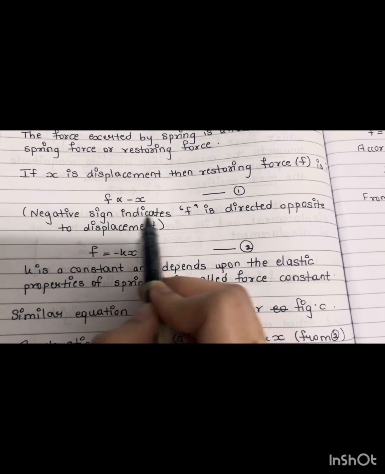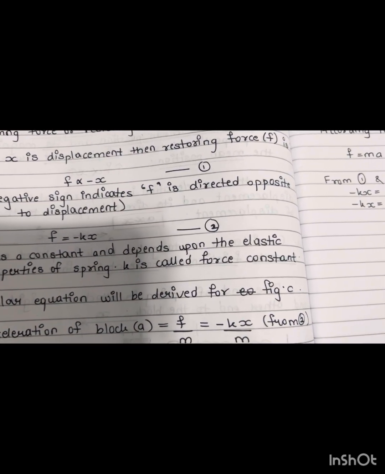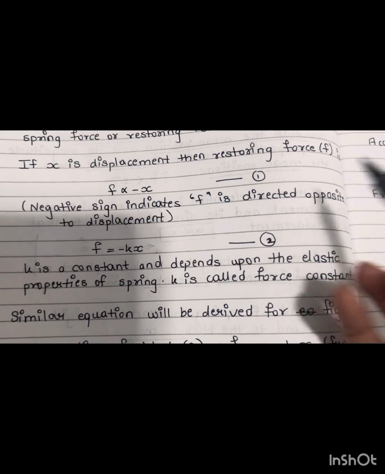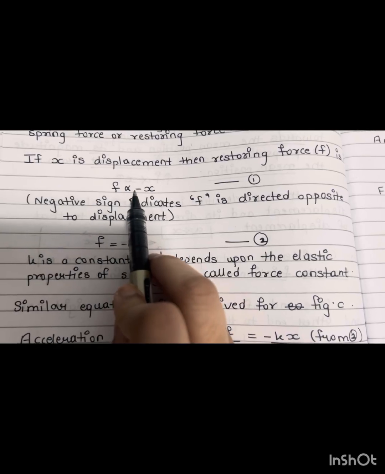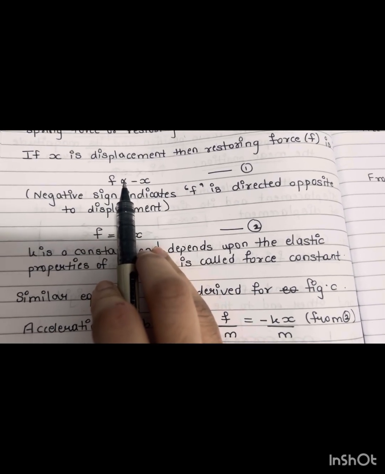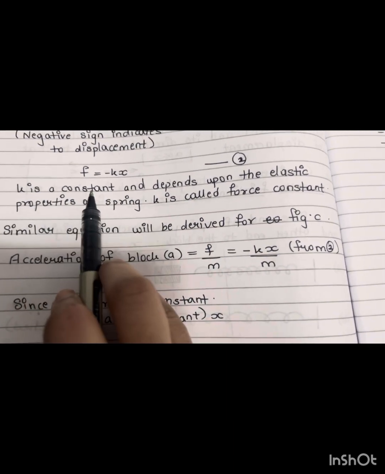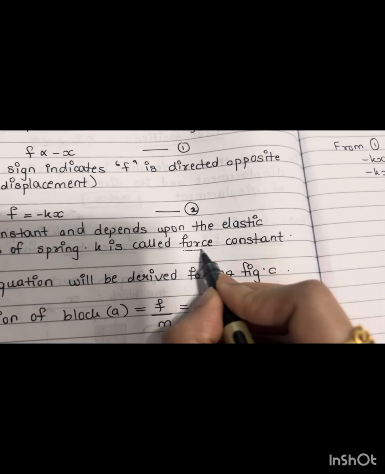Negative sign indicates what? I know what this negative sign indicates. I have explained this in my video, but how you will explain that to the examiner or the paper checker? तो बताना पड़ेगा कि negative sign क्या indicate करती है, कि f और x दोनों opposite direction में हैं. ठीक है? Now if I want to remove this proportionality sign, I'll have to drop a constant on right hand side, that is k, and k is a constant and k is also called as force constant.